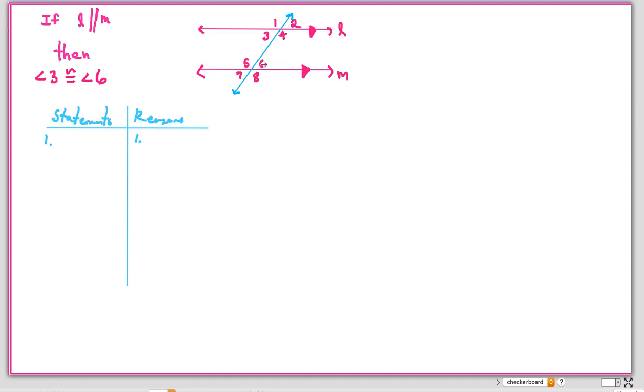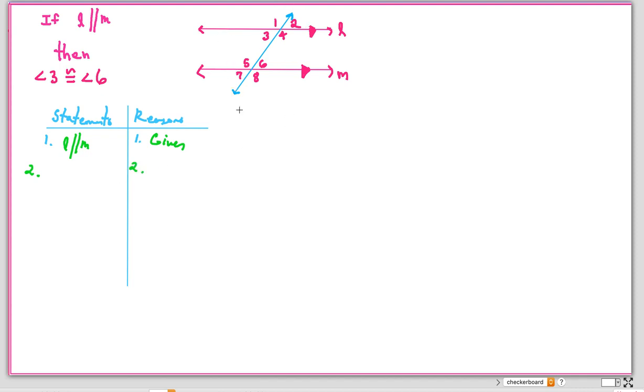So now, given this, I'm going to write down L is parallel to M. The two lines are parallel, it's given. And let's just prove this real quick to ourselves before we even have an idea. So, okay, these two lines are parallel.